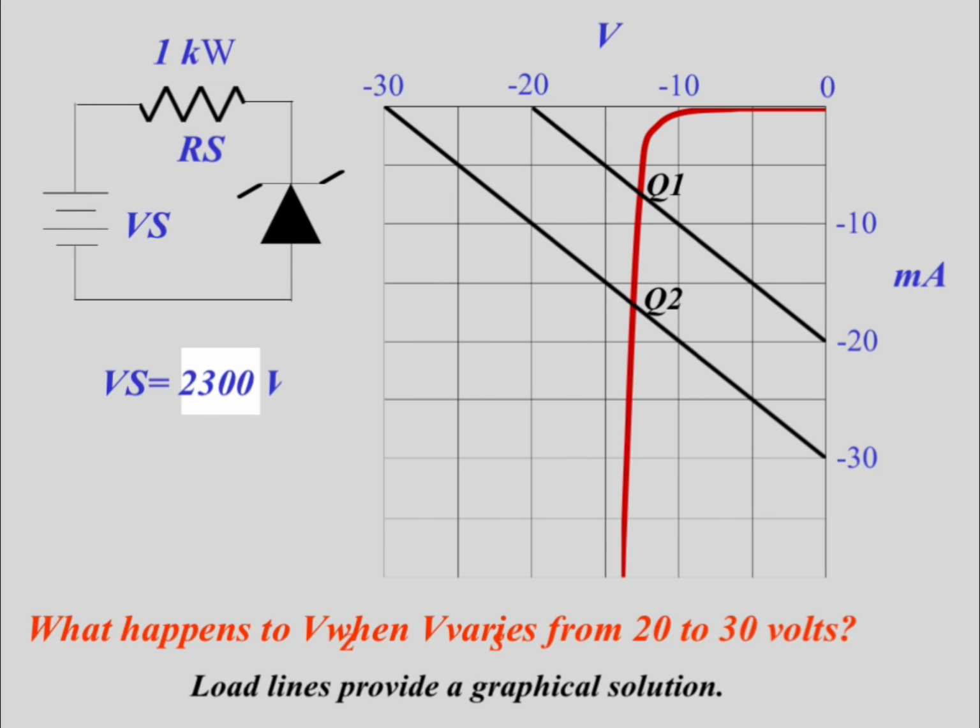Load line idea: when Vs changes. Here we ask, what happens to Vz when Vs varies from 20 to 30 volts? The answer is found using load lines, graphically showing how the circuit equation intersects the diode characteristic for different supply voltages.